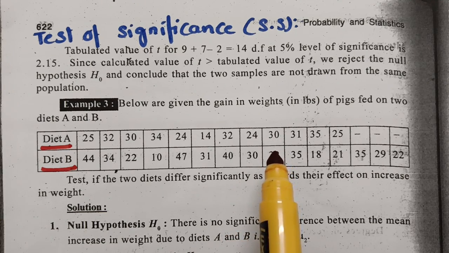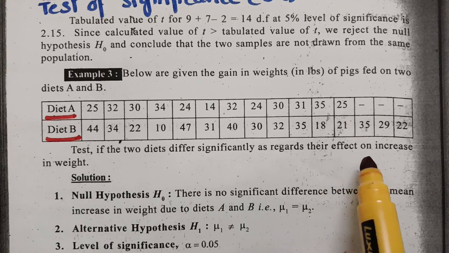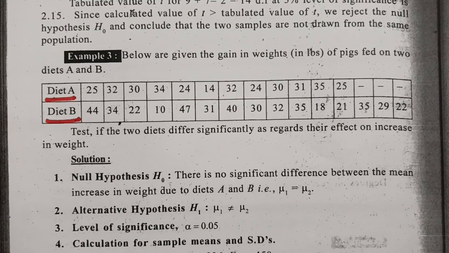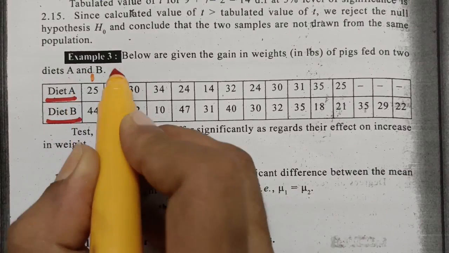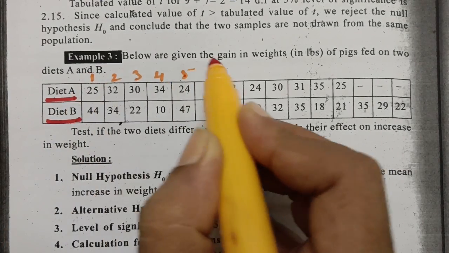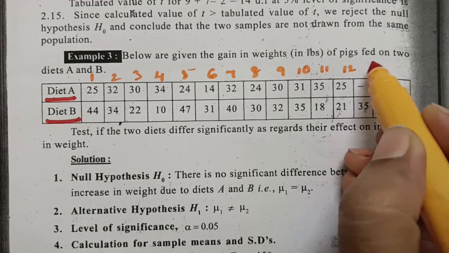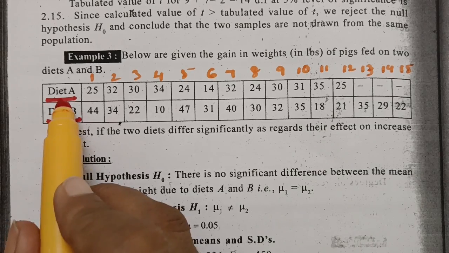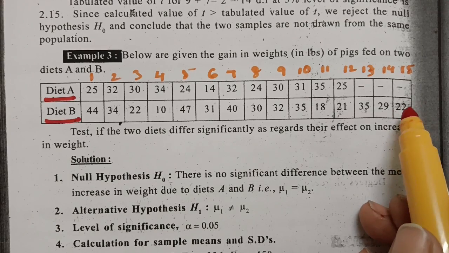Here, when you observe, no mean is given and no standard deviation is given, so we have to calculate them and test if the two diets differ significantly as regards their effect on the increase in weights. First, we have to find the mean value. For that, how many values are there here? 1, 2, 3, 4, 5, 6, 7, 8, 9, 10, 11, 12, 13, 14, and 15. Clear? For diet A, sample 1 has 12 values.